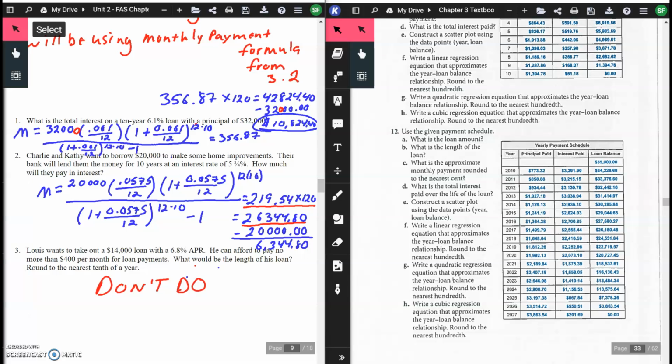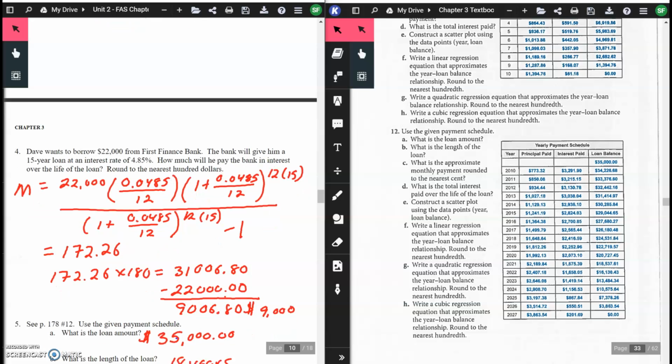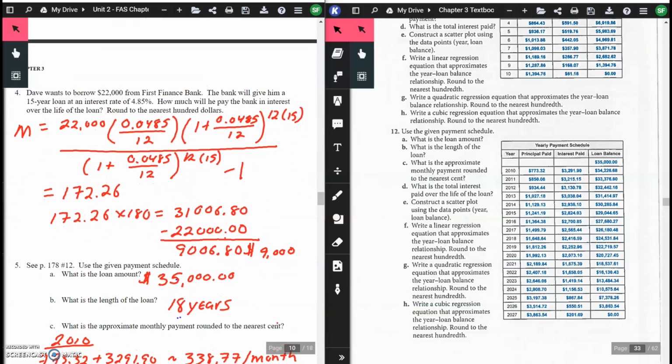Okay, we are going to skip number 3 because it uses that formula up at the top that we're not going to cover. So we're going to skip question number 3. Okay, we're going to go on to question number 4.